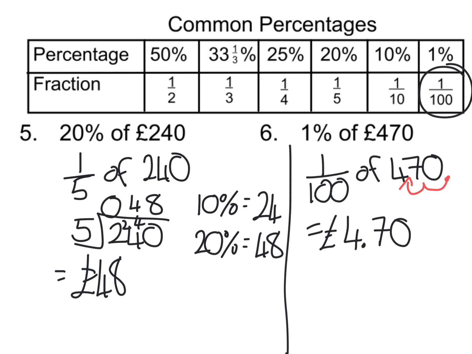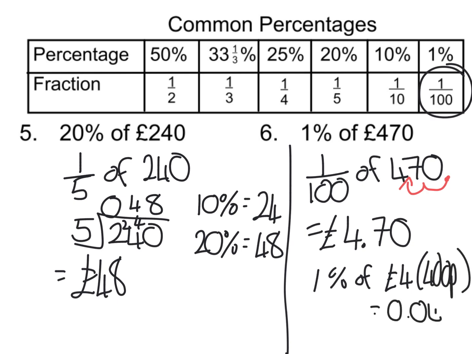Obviously some are easier than others depending on what I'm asking you to find the percentages of. One little tip, if I asked you to find maybe just 1% of £4, for example, that's quite tricky. But if you think of £4 as being 400p in your head, it's dead easy and actually makes it £0.04, or it makes it 4p, however you want to write it.